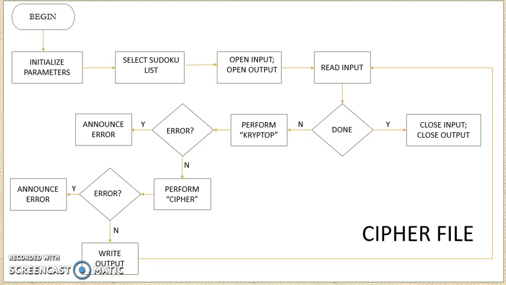Let us call it a cipher file. A typical cipher file flow can proceed by initializing parameters, selecting a Sudoku list, opening input and output ports, and reading an input data unit for enciphering.